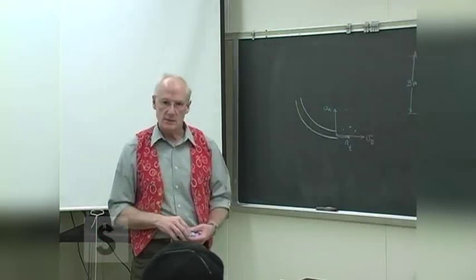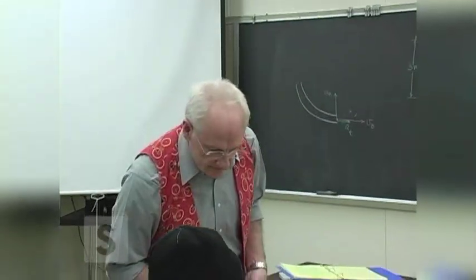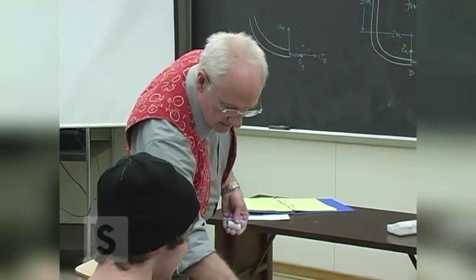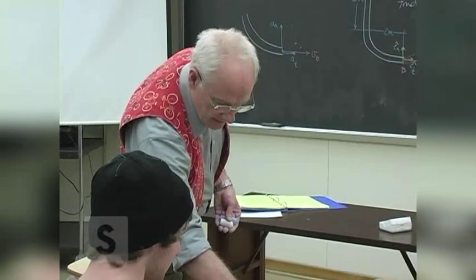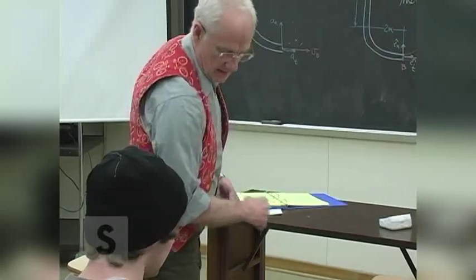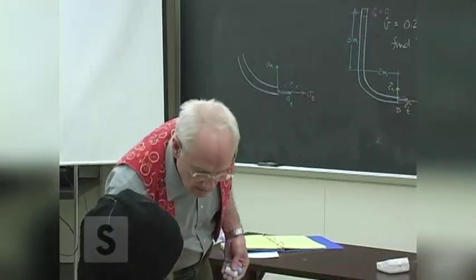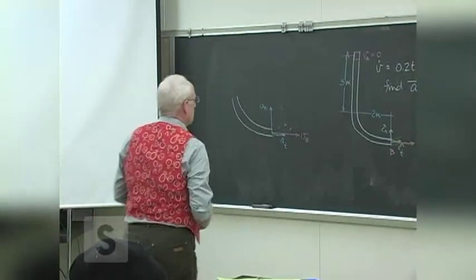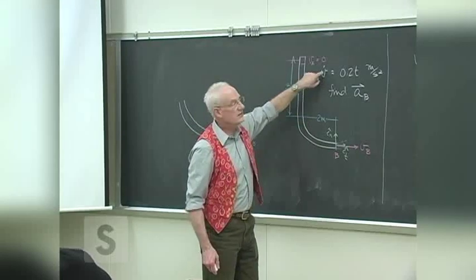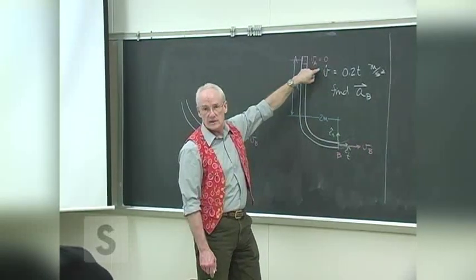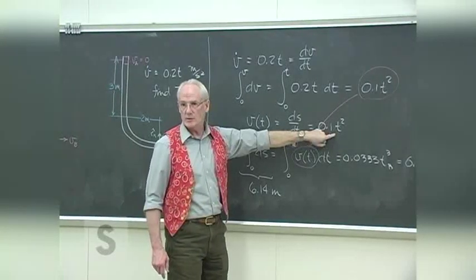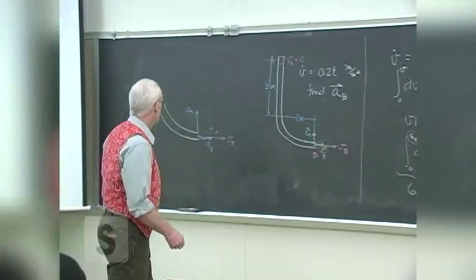Okay, Joe? Stuck somewhere? You don't look happy. Yeah, that's right, you got to divide it. All right, so now since that equals 6.14, you can solve for the time. Yeah, 5.7. That's how much time it takes to get down to here. Now, that will give you the tangential acceleration at that point. You can also use that to find the velocity at that point, which you use to find the normal acceleration.